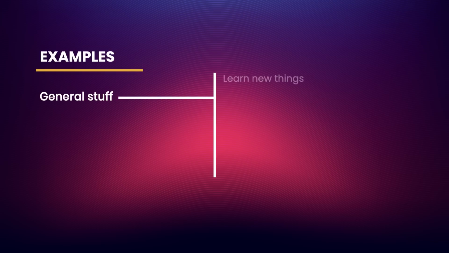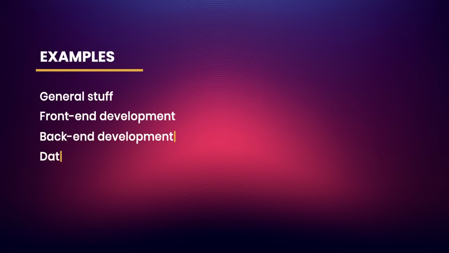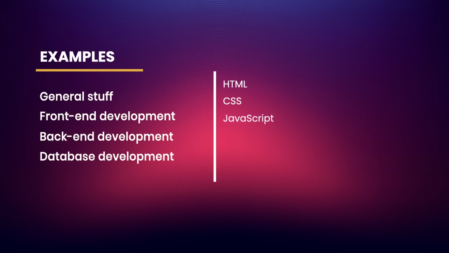All right, now let's get to the fun part. Going forward, I'll be showing you various use cases for different programming languages. We'll start off with some general purpose questions that apply to anyone, regardless of the programming languages and tools they use. You will see how you can use ChatGPT to learn new things, write shell scripts, Git commands, start a business, write legal documents, and so on. Once we cover the basics, then we'll dive into specific examples for front-end, back-end, and database development. I will show you examples using HTML, CSS, JavaScript, TypeScript, Python, SQL, and more.